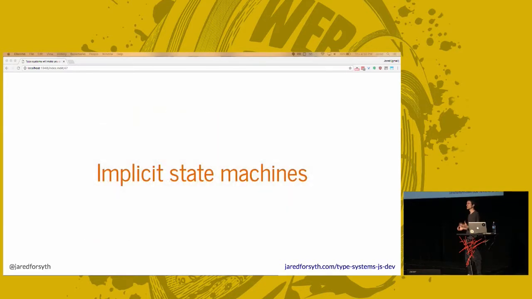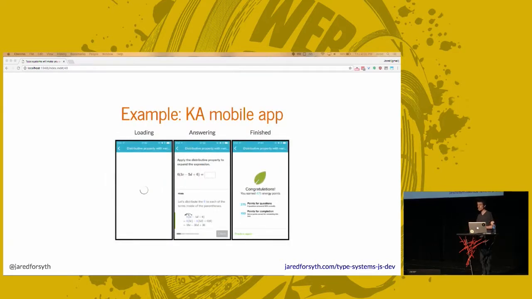A more advanced example of this is with implicit state machines. Now, a state machine is a thing that can be in multiple different states. An example of this from the Khan Academy mobile app is in the exercises part where you can do math problems. To start, there's a loading screen where it loads up a bunch of different problems for you. And then you start answering the problems, and you go through. And once you've finished all the problems, then it shows you a congratulations screen that has points, how many points you earned, and any badges that you earned.